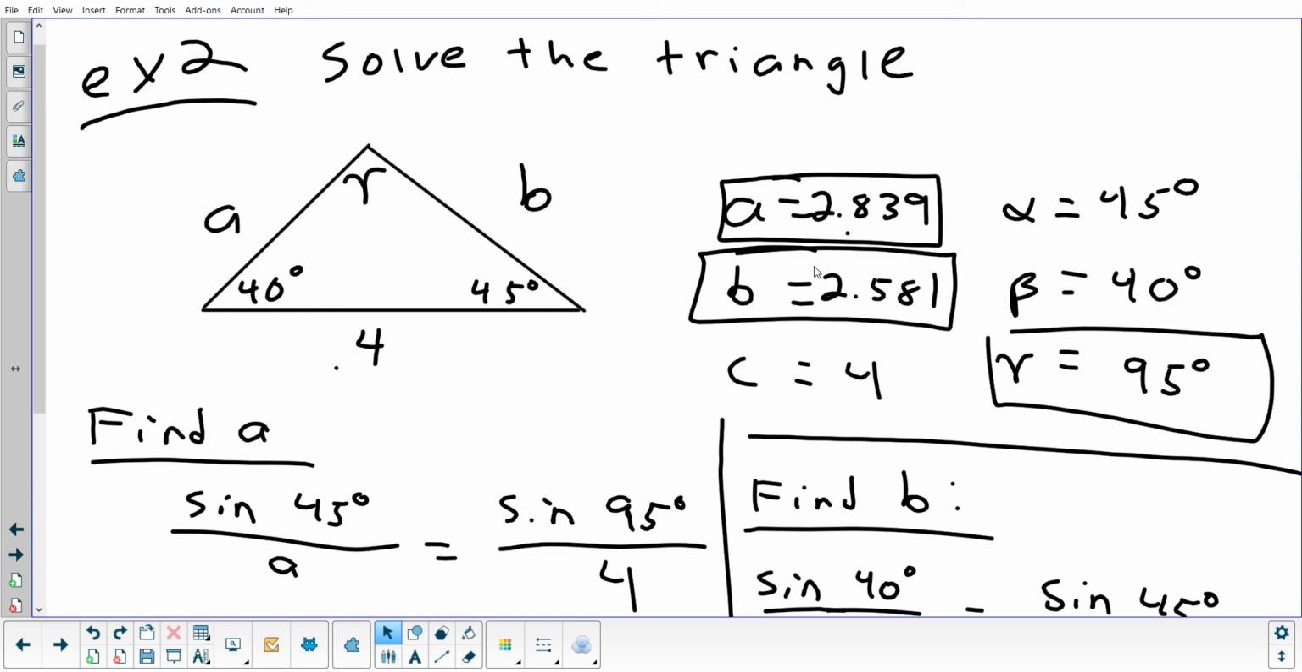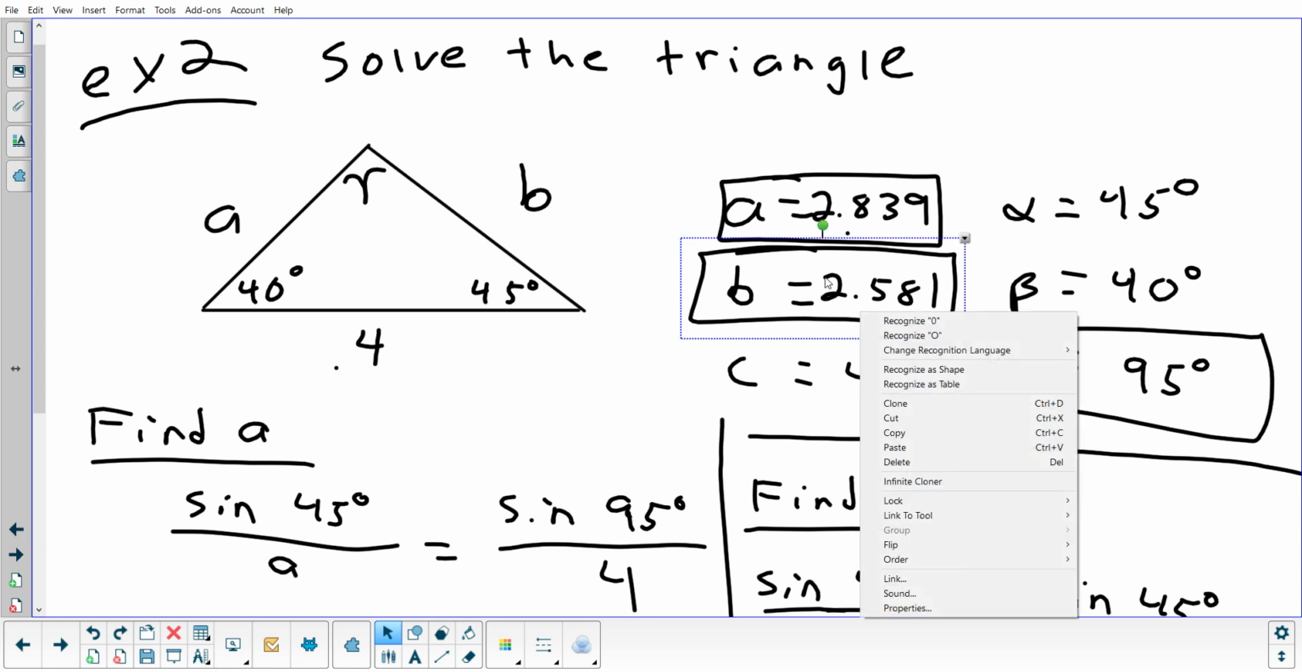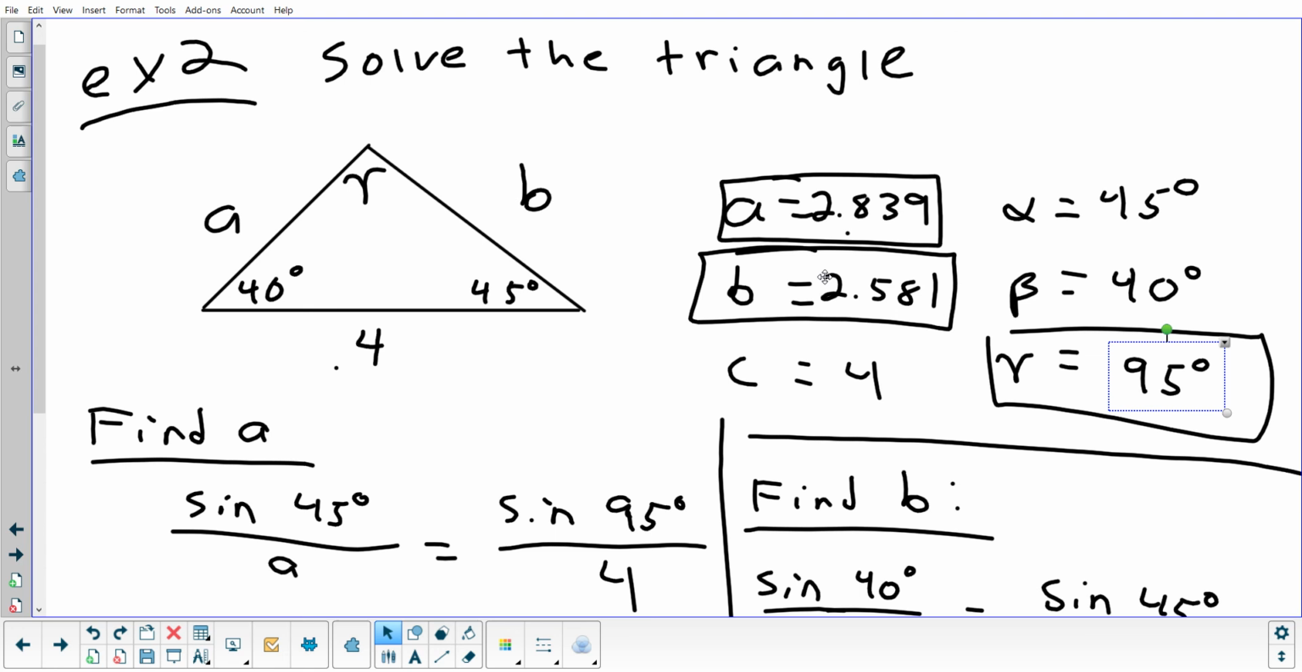All right, so the last type. That's the worst one, because there's something you have to look at that could happen. Sometimes it does, sometimes it doesn't. If it doesn't, great, then it's just like this. But if it does happen, then it's a little annoying. So when we solved this problem, there were three things we had to find: A, B, and gamma. When we solved for A, we got one answer, 2.839. When we solved for B, we got one answer. And when we solved for gamma, we got one answer.